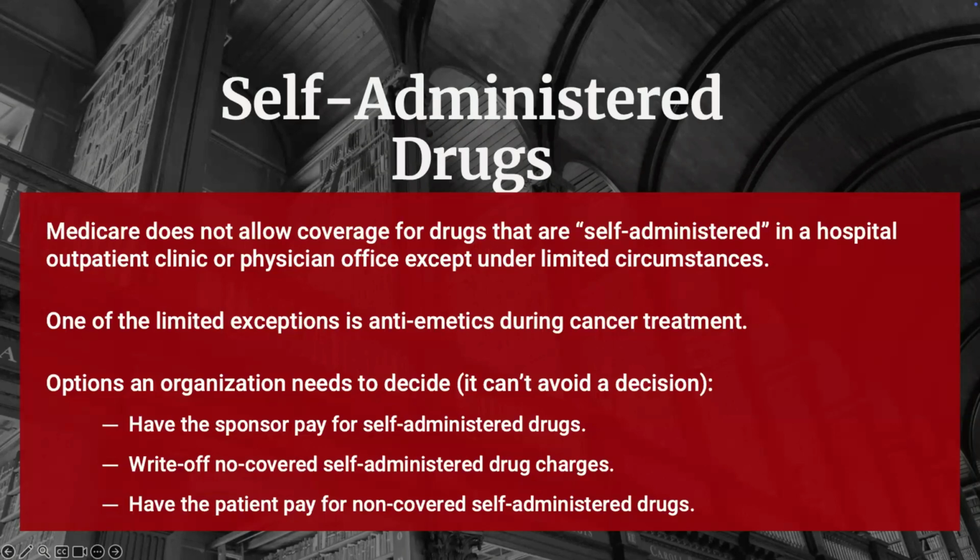But dexamethasone is an example. It can go both ways. If it's trying to be used as an antiemetic, if there's others, there's some benzos that are used as antiemetics. Those are going to be covered.